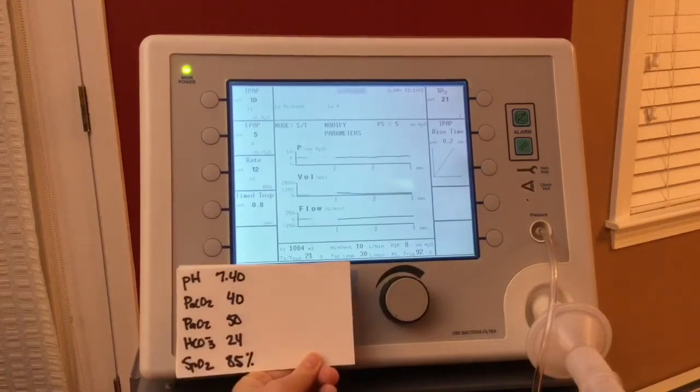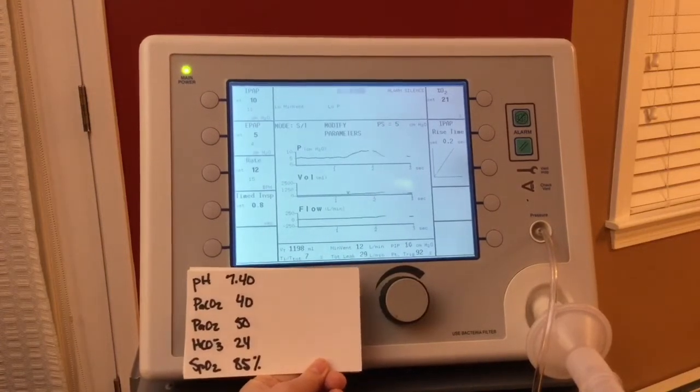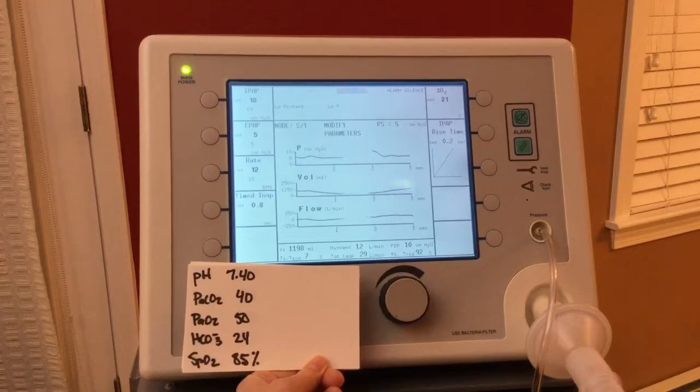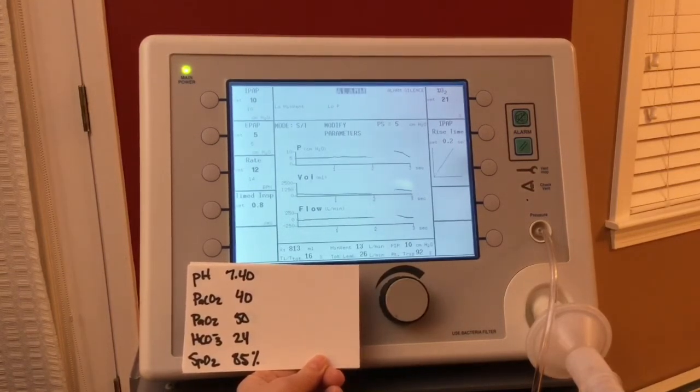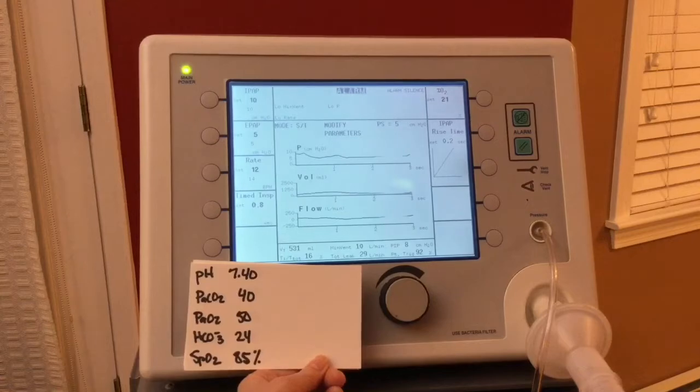We have a blood gas of 7.40, PaCO2 of 40, PaO2 of 50, bicarb of 24, and the patient's saturation is 85% on the current settings. First, interpret the blood gas. You can pause the video to do this.